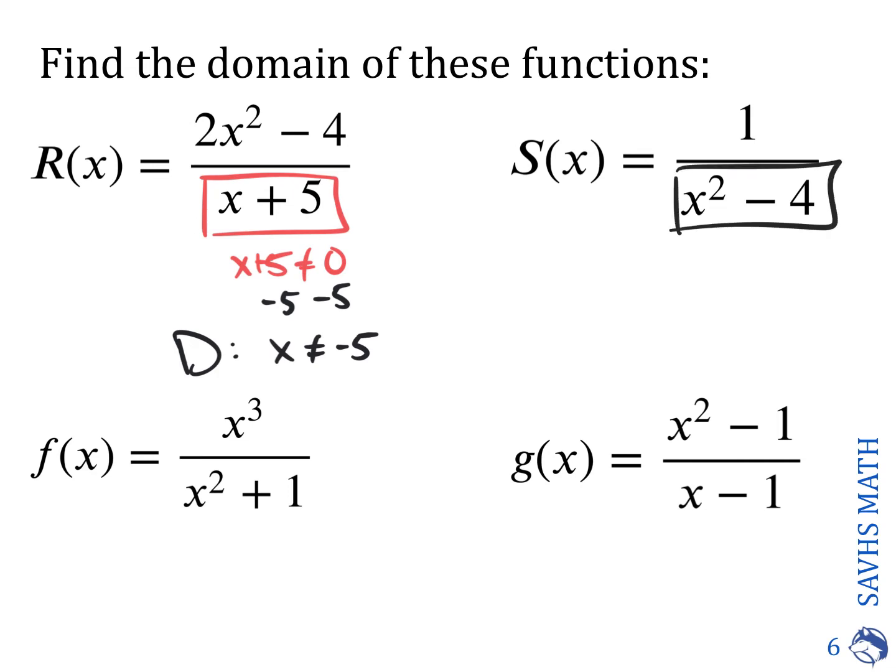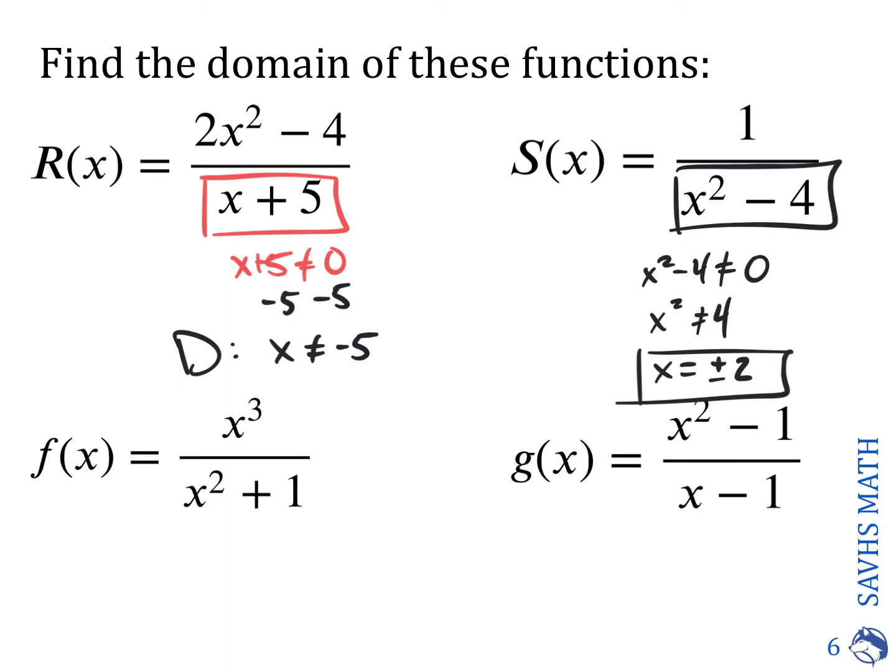Similar thing here, we have x squared minus 4. Basically, we would factor this and we would say, okay, well, x squared minus 4 cannot be 0. And so then I could even just solve it for 0 for x, right? I could just say x squared is not 4, so then x is not plus or minus 2. So this is what I would write as the domain for s of x.